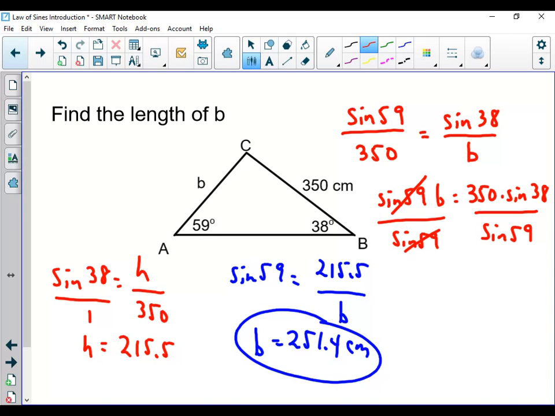So law of sines says we can do the sine of any side or any angle over its opposite side, and that should be equal to the sine of any other angle over its opposite side. And that works again for any triangle that we want to look at.